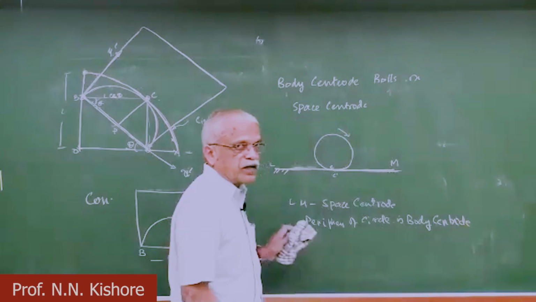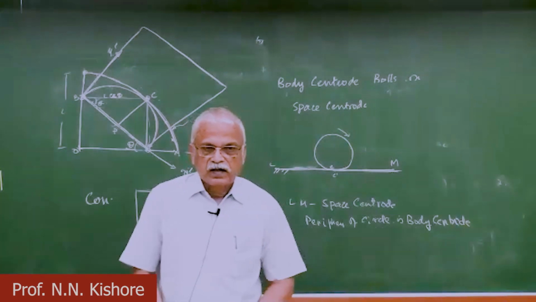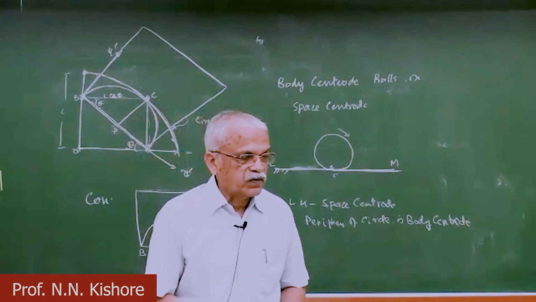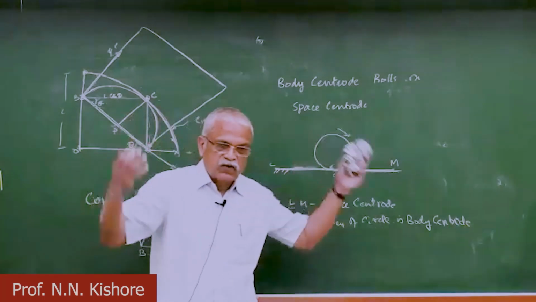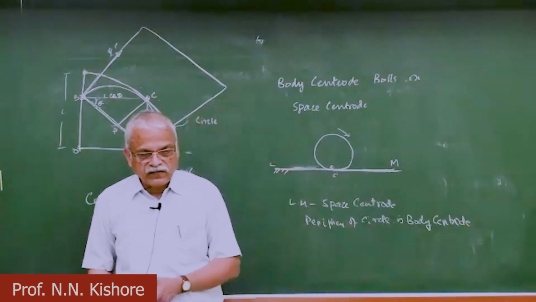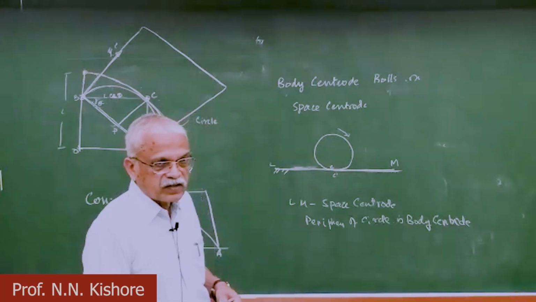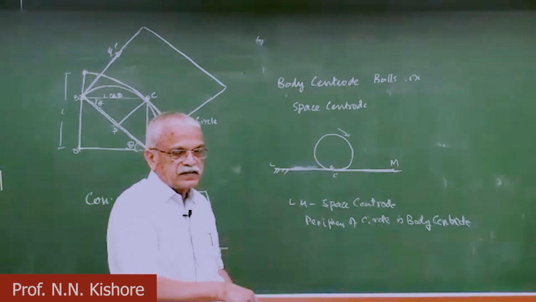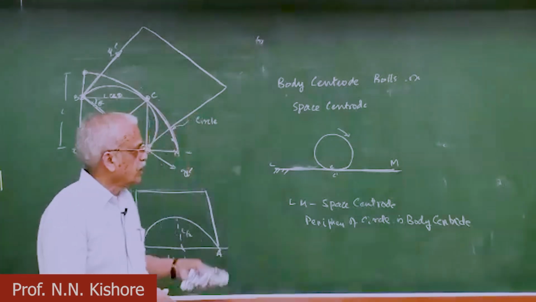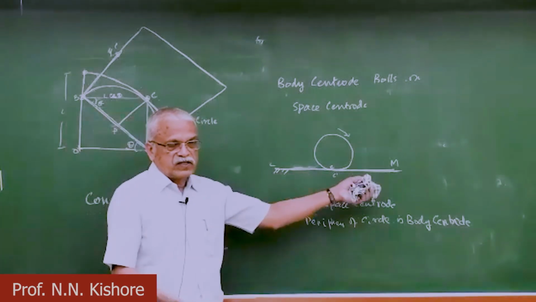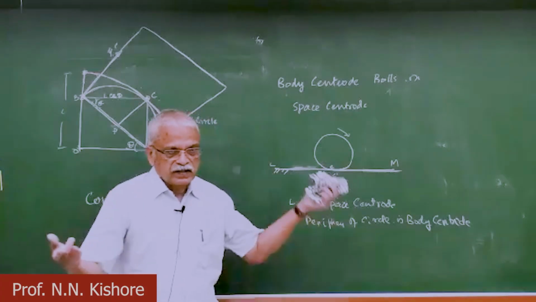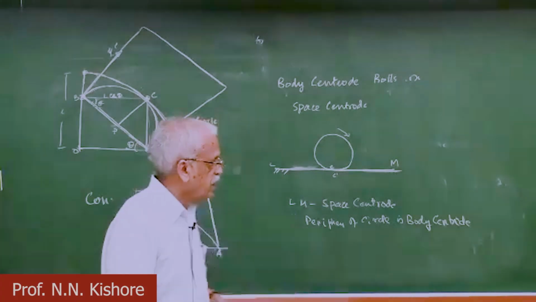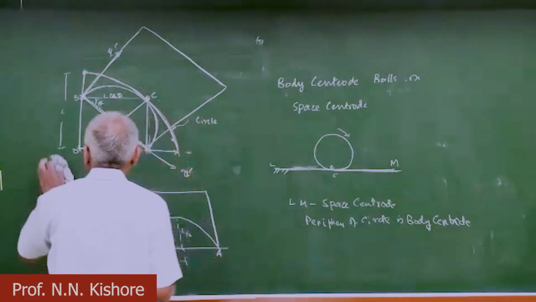So these are some interesting offshoots of this body centroid. If you go to 3D, then these are surfaces, body centroid surfaces. Here these are only lines, and then there are surfaces. In fact, here these are very simple straight lines and circles, but they can be complex curves.